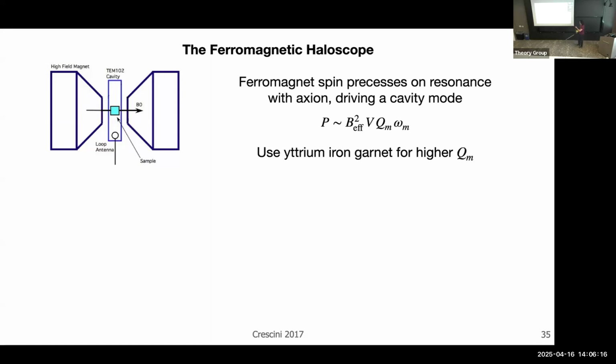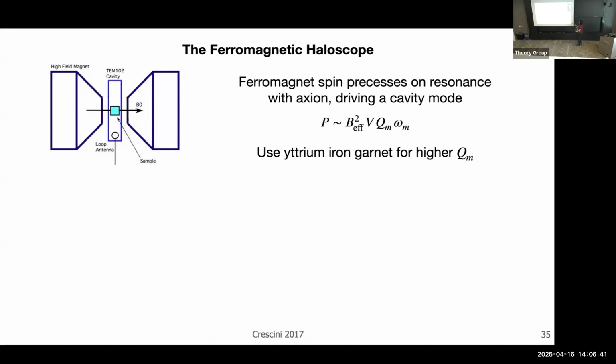That means the axion will tilt the spin more and more, just like nuclear magnetic resonance, but with electrons. This is sometimes called ferromagnetic resonance. Then in the long run, there'll be some power emitted from this thing in radiation. That power scales like this. It scales as the effective magnetic field squared due to the axion, which is the thing that gives you the torque, times the volume of the sample, times the quality factor of the magnetic oscillation, times omega m, which I'll explain in a second.